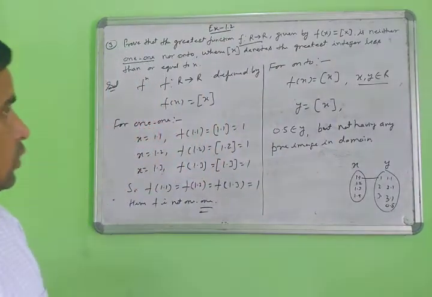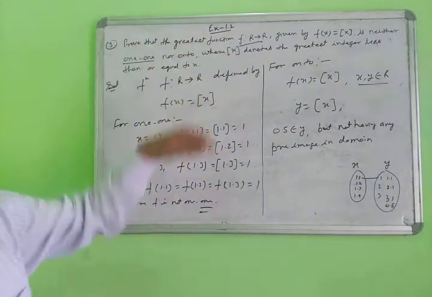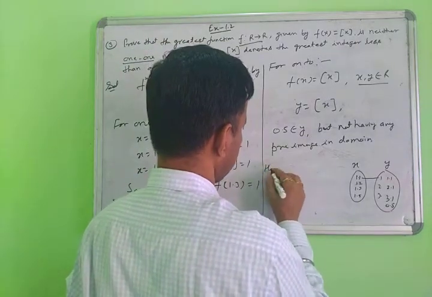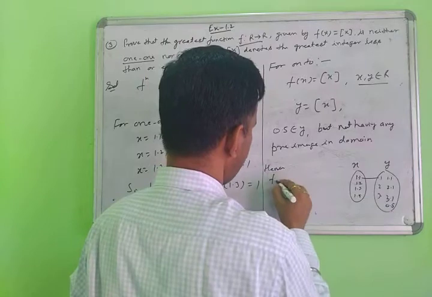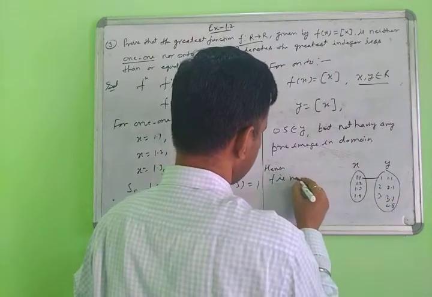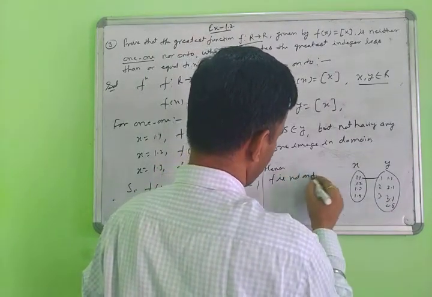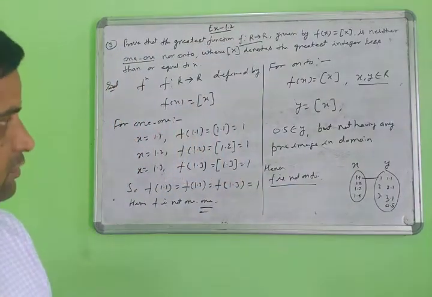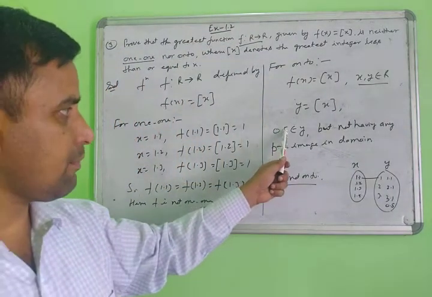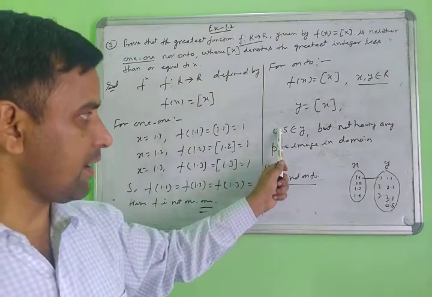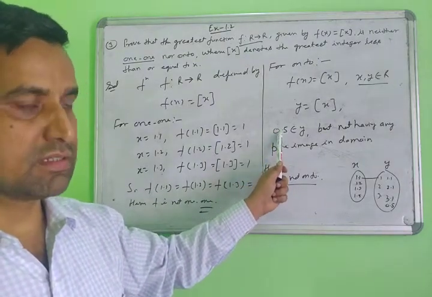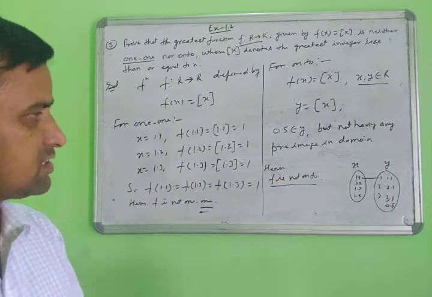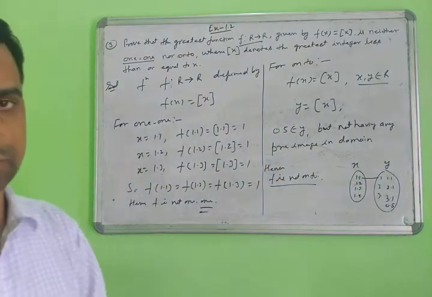Yes, no doubt. So you can say here the f is not 1-1 and onto. Hence f is not onto, because this number is in the codomain part but does not have a unique image in the domain. Yes, note down the very simple things here. Note down the next question.